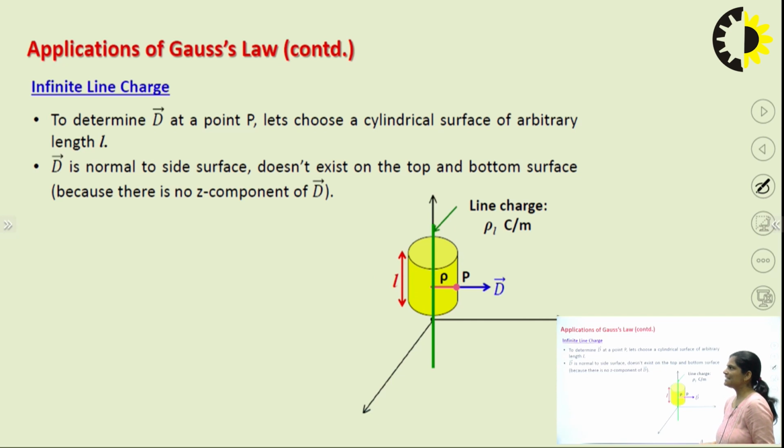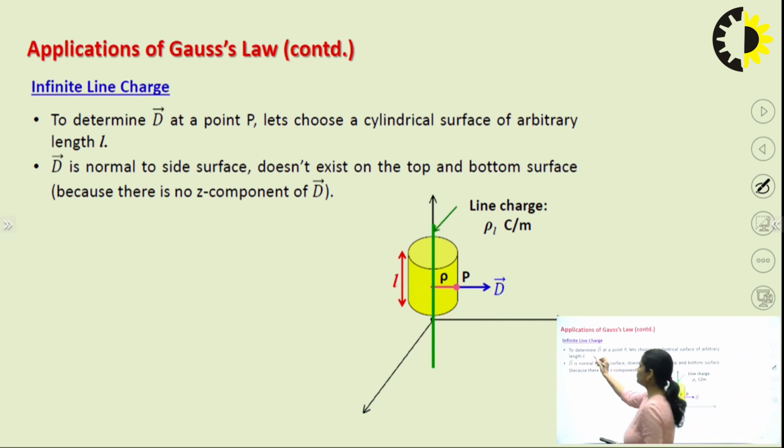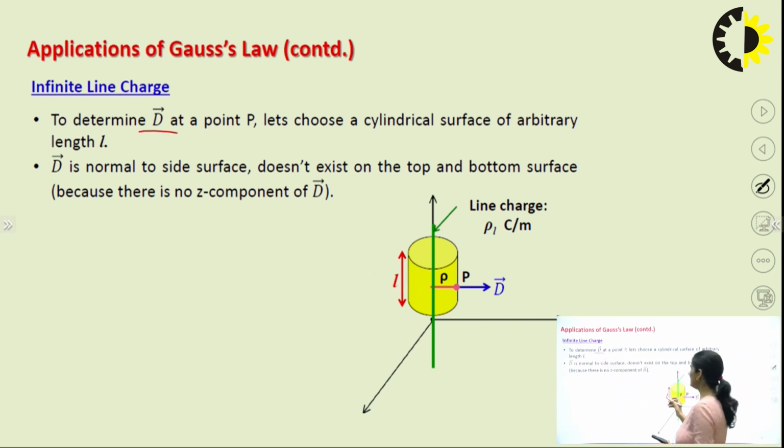Now second is infinite line charge. If you are considering the case of infinite line charge, then you have to determine D at the point P. Let us consider you have a cylindrical surface. You are considering the length of the cylinder as L, or you can consider it as H. Now you have to determine D at point P. Let this be your point P on this cylinder, and you have to determine the D at this point.